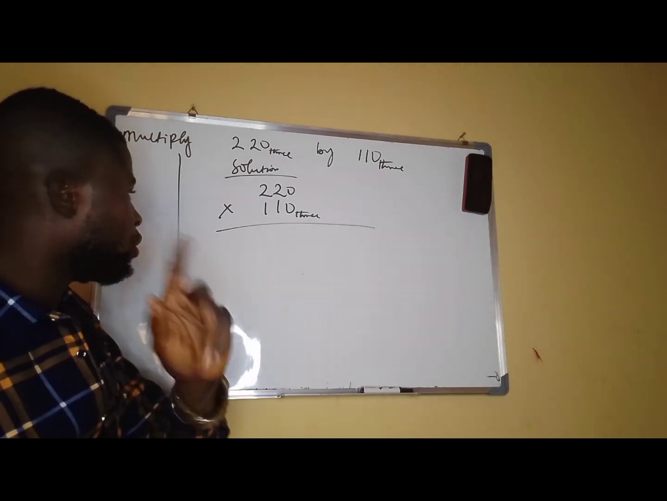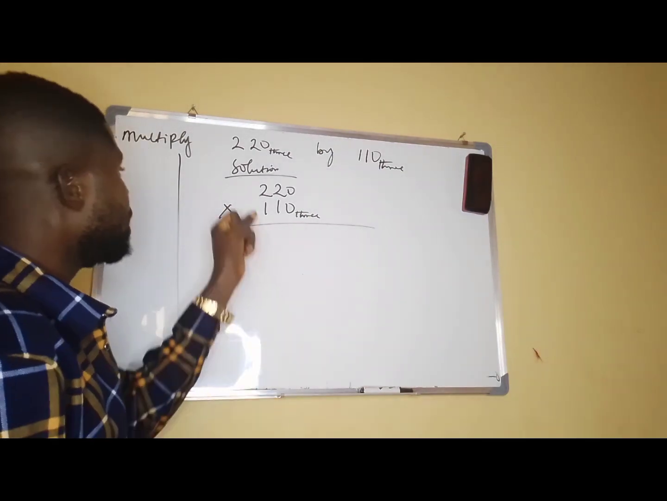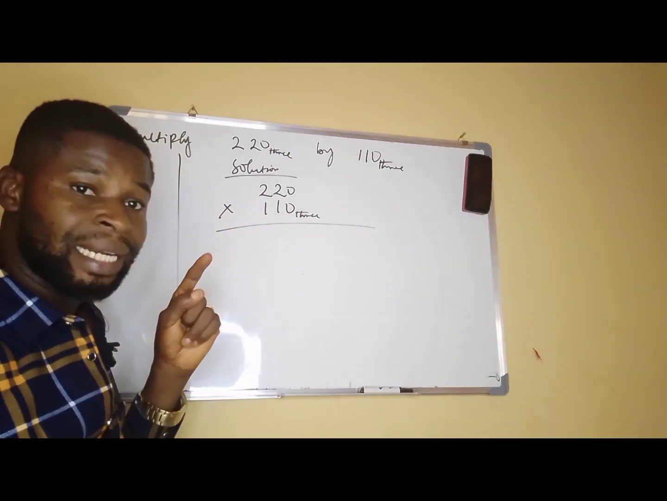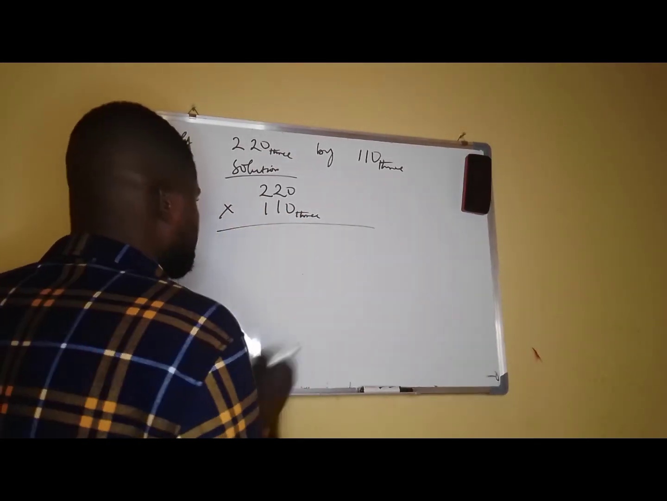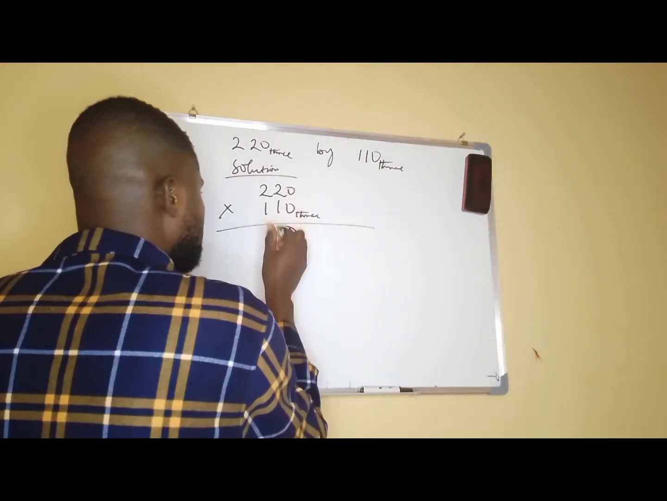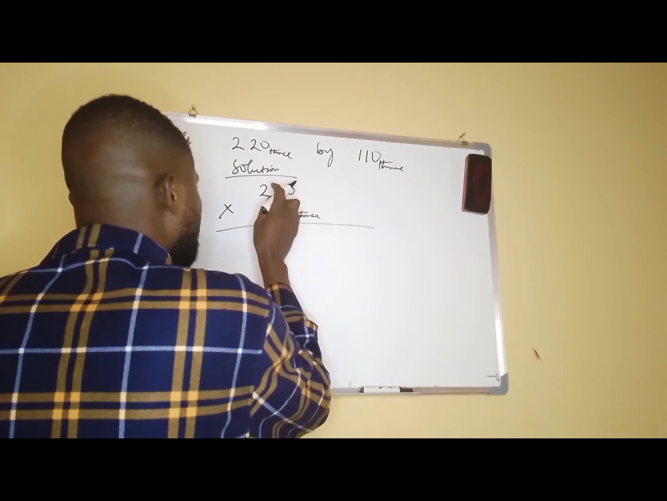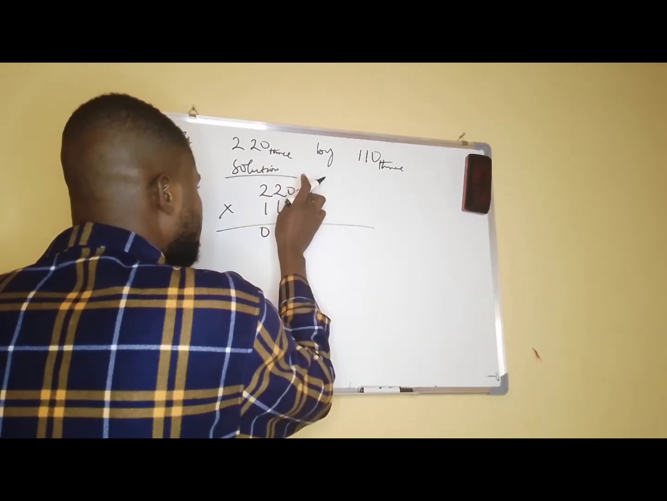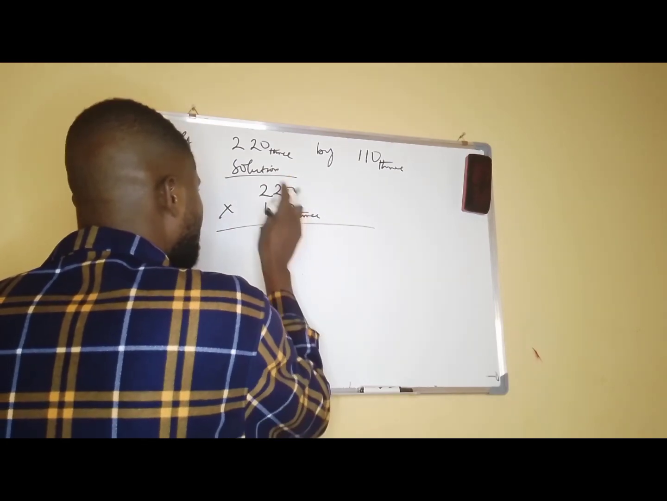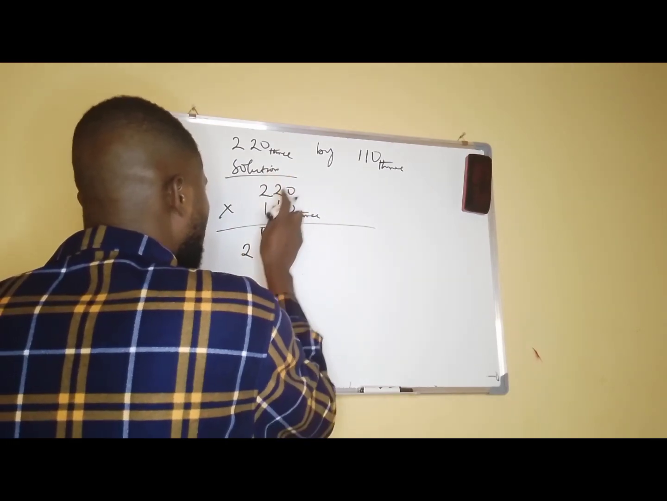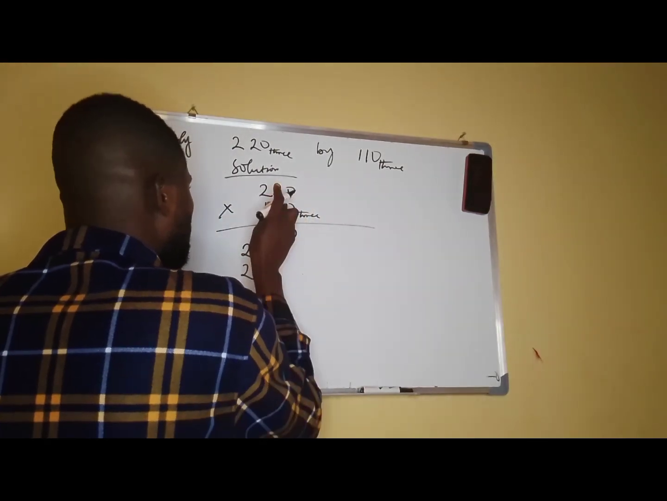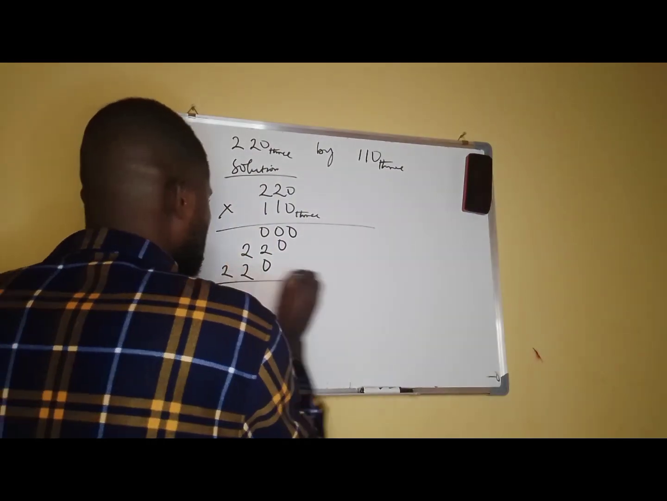Now let's not forget what I told you initially, that every number here must not be equal to 3 or greater than 3. We say 0 multiplied by 0, 0. 0 multiplied by 2, 0. 0 multiplied by 2, 0. 1 multiplied by 0, 0. 1 multiplied by 2, 2. 1 multiplied by 2, 2. 1 multiplied by 0, 0. 1 multiplied by 2, 2. 1 multiplied by 2, 2.